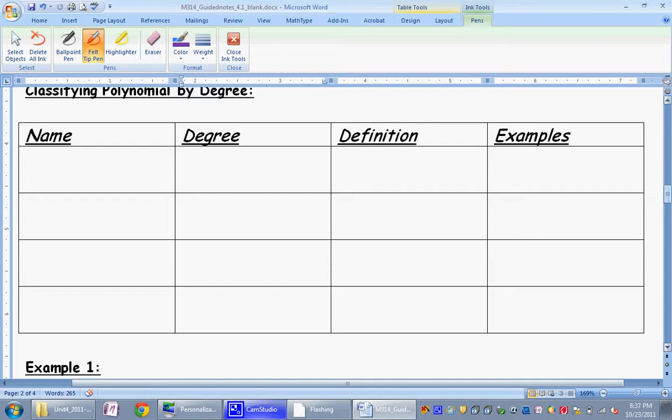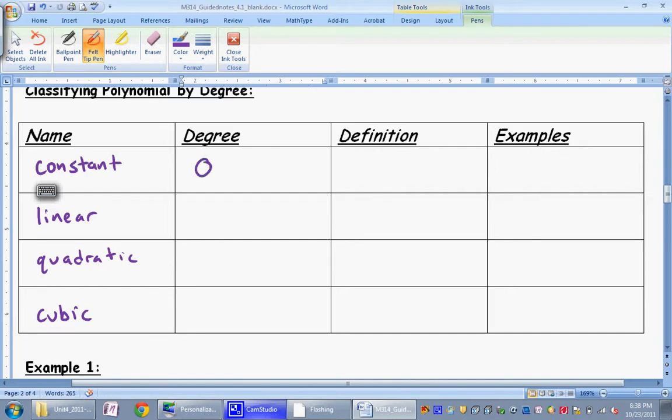So next is classifying polynomials by degree. So by degree, we have constant terms, linear terms, quadratic polynomials, and then finally cubics. There are things that are higher than cubics, but a constant term has a degree of 0, linear is degree 1, quadratic is degree 2, and a cubic is degree 3.